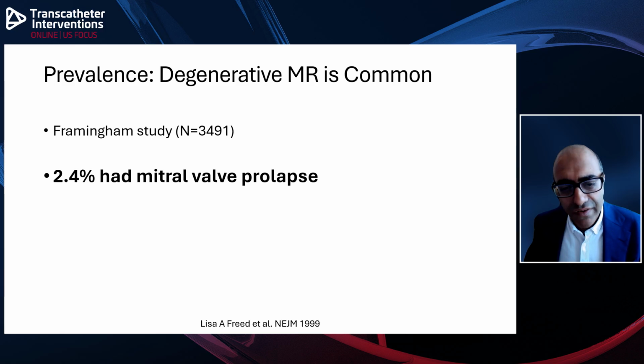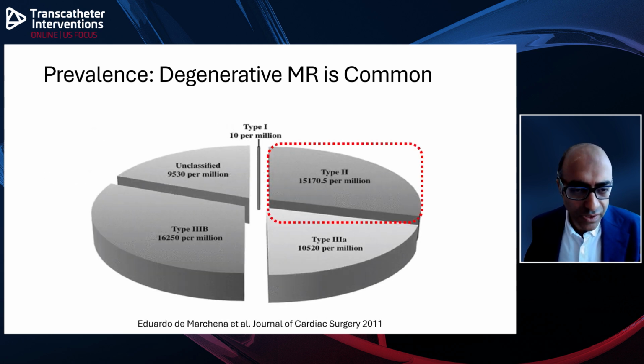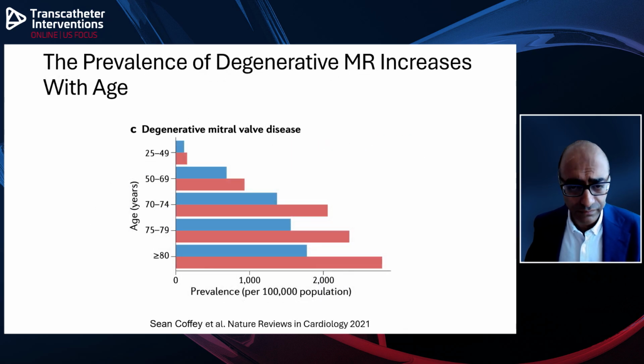Now, DMR, degenerative MR, is common. In this population-based Framingham study of 3491 patients, mitral valve prolapse was noted in 2.4% of the population. Here's another population-based study that shows that Carpentier type 2, which is degenerative MR, is noted in almost 15,000 patients for every million population, estimating a prevalence of around 1.5% in the general population. Further, the prevalence of degenerative MR increases with age. As you see here, patients who are 80 years or older have the highest prevalence of degenerative MR in the overall patient population.